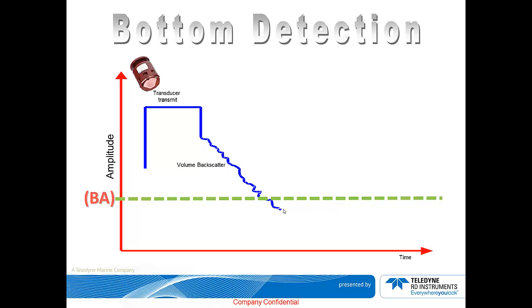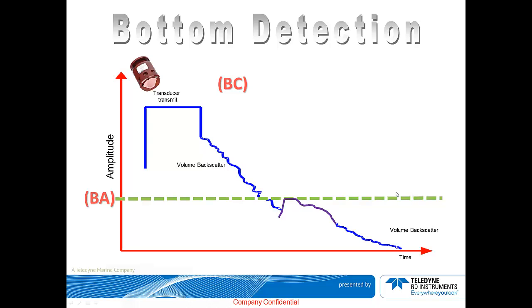There's also this parameter called BC, or bottom correlation threshold. And what does this BC parameter do? BC examines how well the return signals correlate with each other. How well the two signals correlate with each other is also expressed in the unit of counts. For example, let's say a target has been detected. How do we know if this is the bottom?